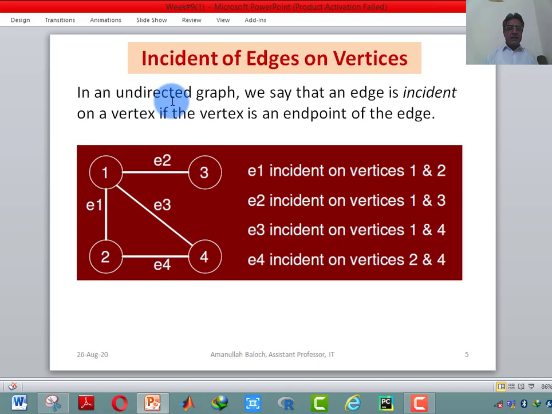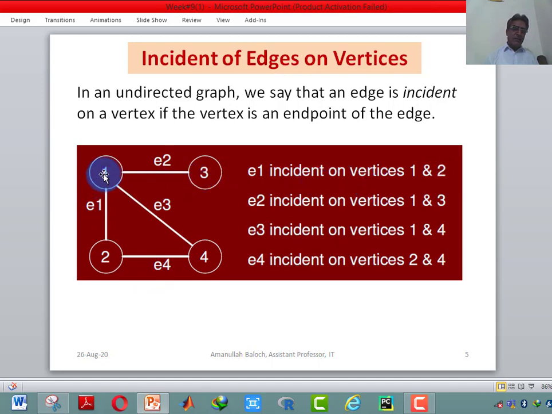In an undirected graph, we say that an edge is incident on a vertex if the vertex is an endpoint of the edge. This vertex is the endpoint of E2, E3 and E1. So all these three edges are incident on this vertex. On vertex 3 only E2 is incident. On vertex 4, E3 and E4 are incident.